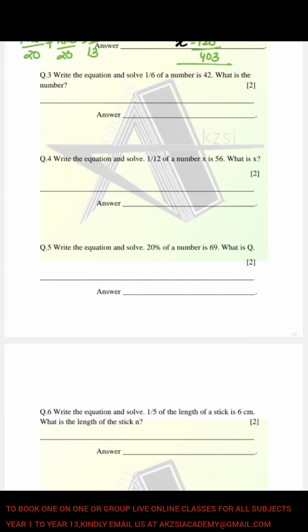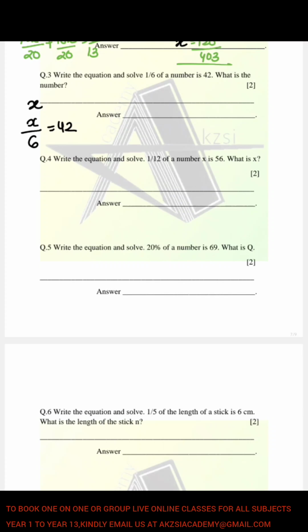Now question 3, write the equation and solve: 1/6 of a number is 42. What is that number? So we know, simple, what will be the equation? There is a number x. X is some number, and 1/6 of that number is actually 42. The first and important thing is forming the equation, and then it's solving.